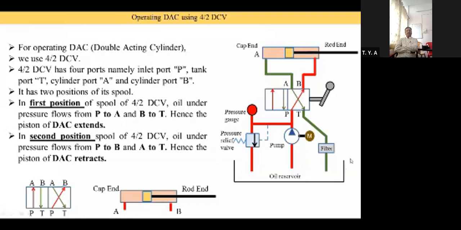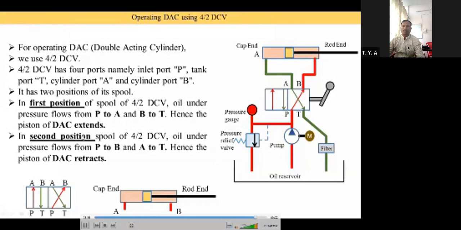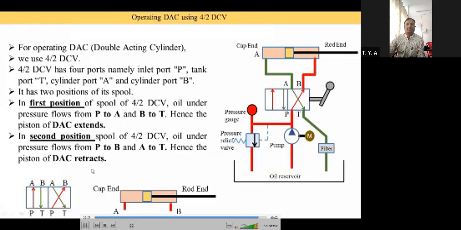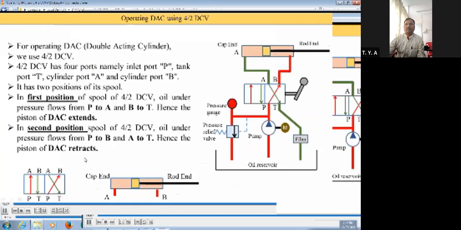Here the filter is there, so contaminations are removed. So that's where the double acting cylinder works. Mainly you need to explain the first position and the second position, and it is simple if you know the various types of directional control valves. For the directional control valve, I made a video in chapter number 1, that is, the symbols used for directional control valves.